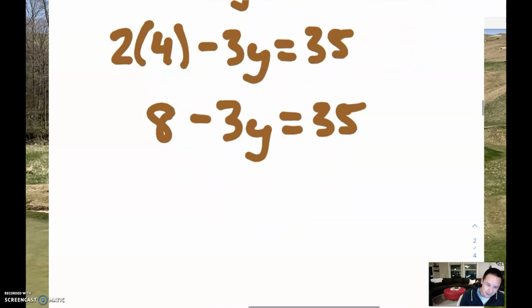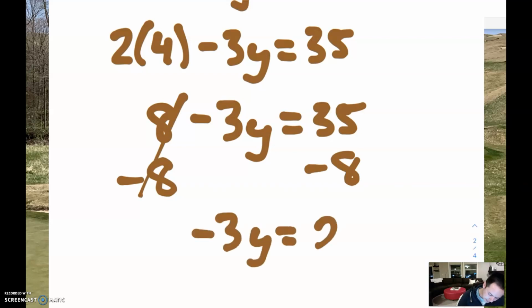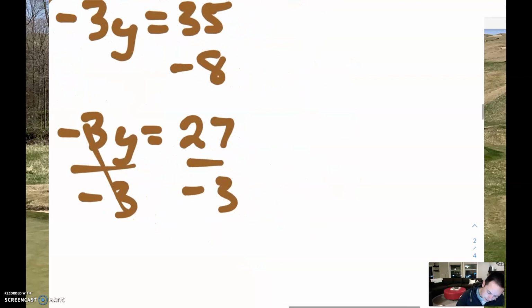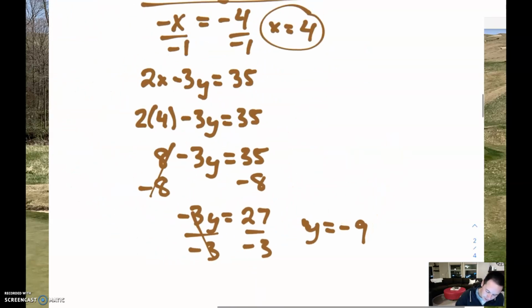To get rid of this 8, we have to subtract it on both sides. Make sure you drop down the negative with 3y. So it's negative 3y equals a positive 27. Divide by negative 3. And we found that y equals negative 9. So your final answer is going to be 4, negative 9.